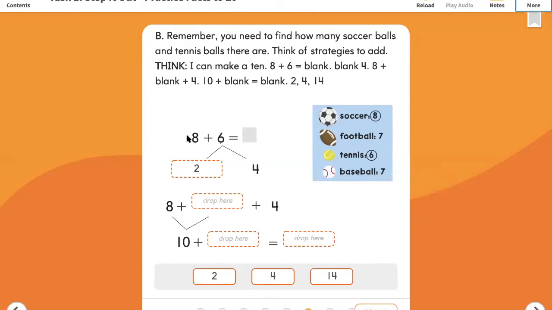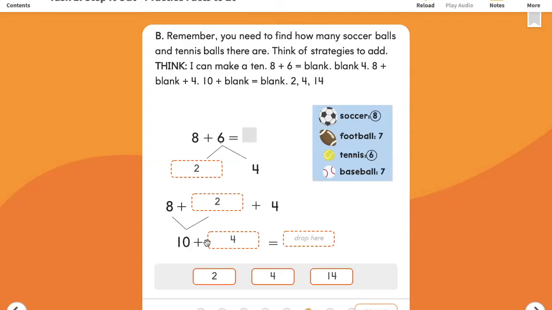We know that to get to the number 10, we would need to add 2 more to this number 8. So let's borrow 2 from the number 6. We'll separate those here. So I'll move this 2 over to the 8. We know that 8 plus 2 will equal 10. Then we have our 4 left over. After we make our 10, we still have this 4 left over.